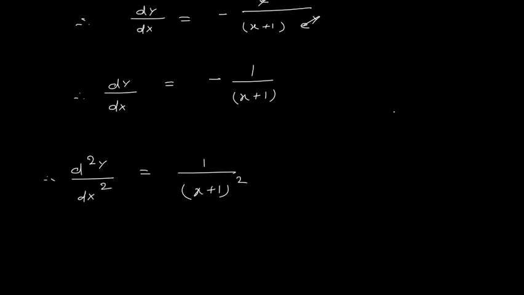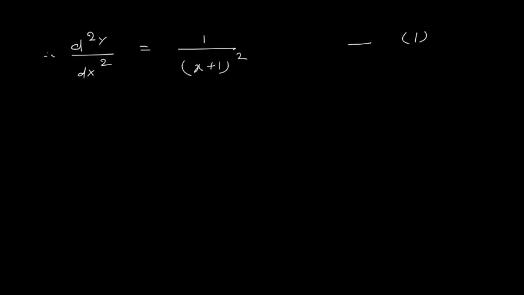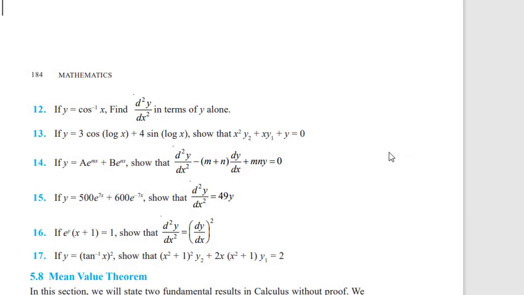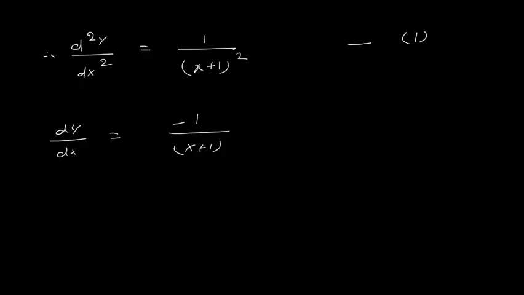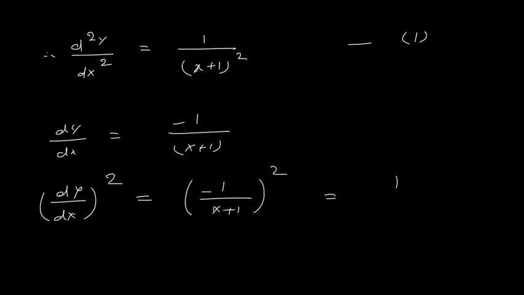Let us consider it as equation 1. What we got for dy/dx? We got dy/dx = -1/(x + 1). So when we square, here we get (dy/dx)², and on the other side, (-1/(x + 1)) squared will become 1/(x + 1)². Okay, this is the second part.